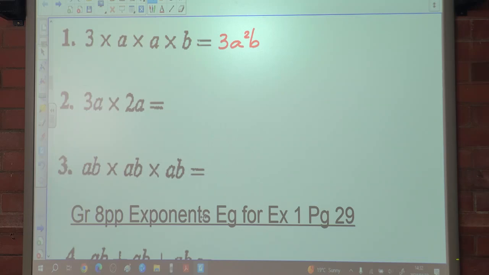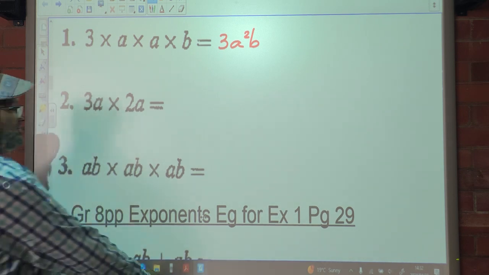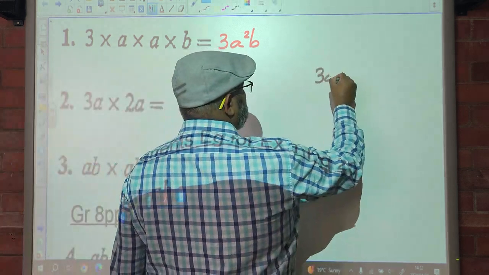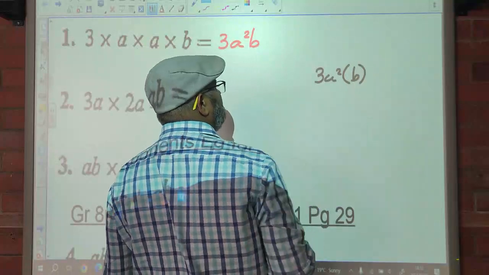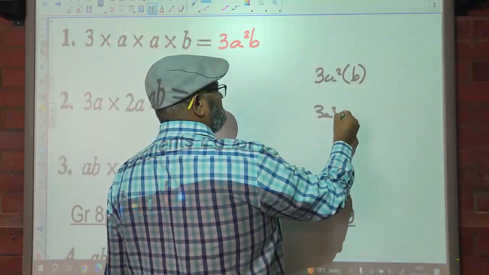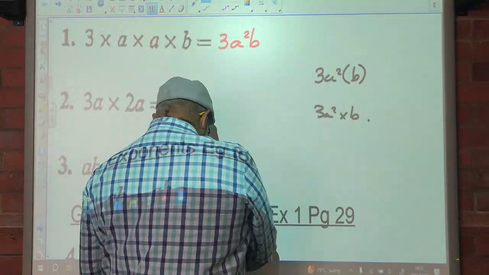What do you guys think? Yes. She's asking if you're going to get this one. Remember that a bracket stands for multiplication. So you've got 3a squared into b, the same as saying 3a squared times b. So you're not going to get the full mark for it.